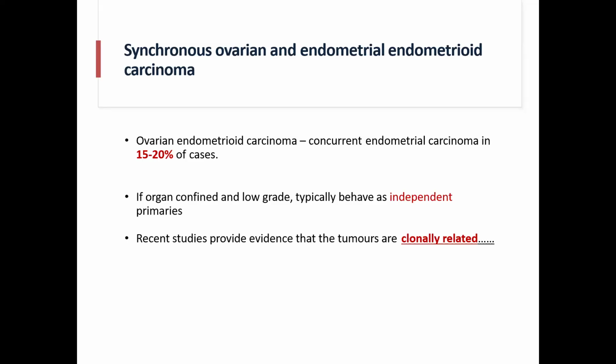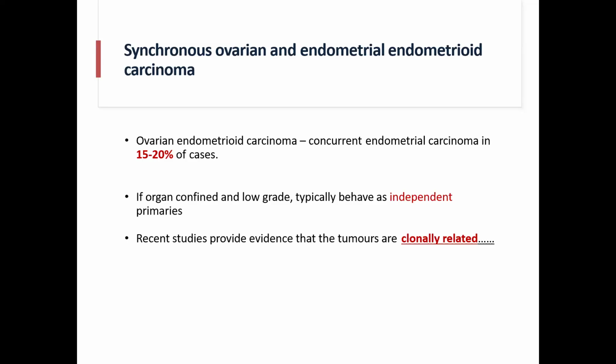But at the behavior level, there are two groups. A group that has good prognosis and behaves like independent primaries, and a group that will not have this good prognosis and behaves more like metastatic. So we classify it now based on the behavior, not on the pathogenesis. So this is important to understand.